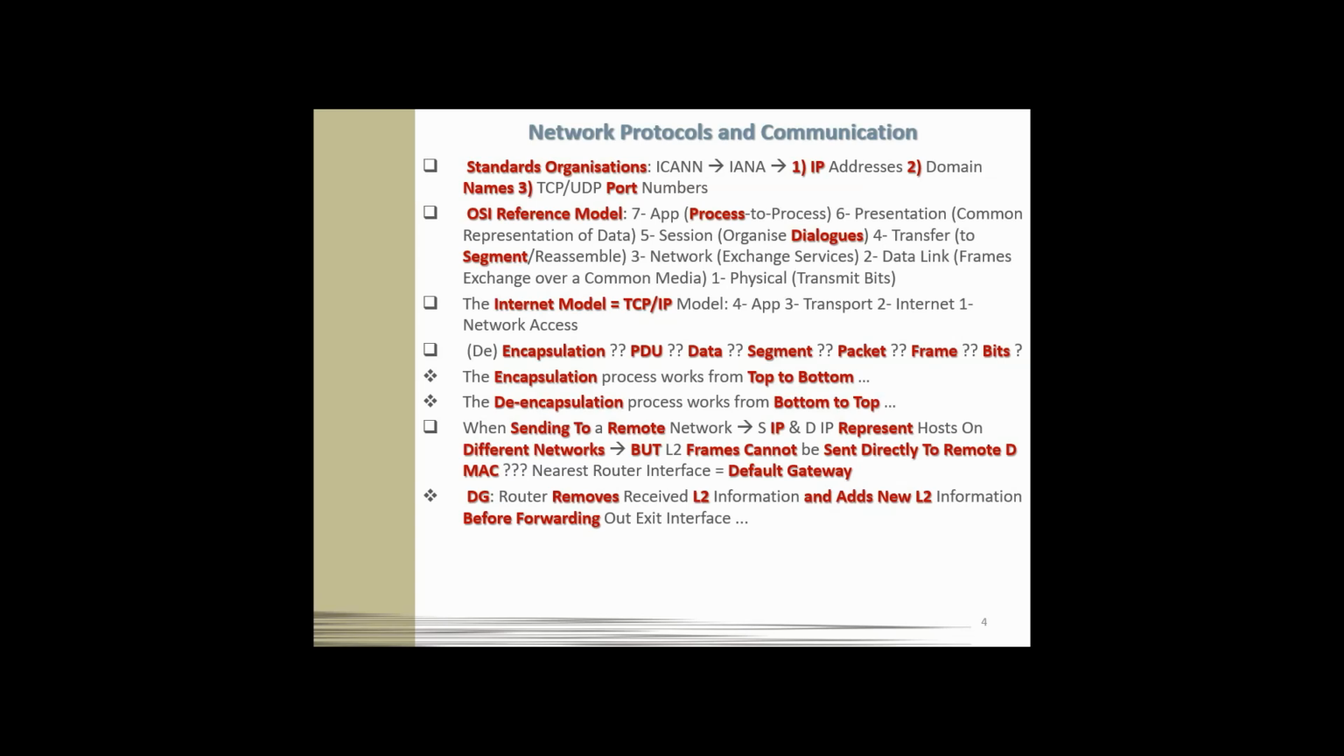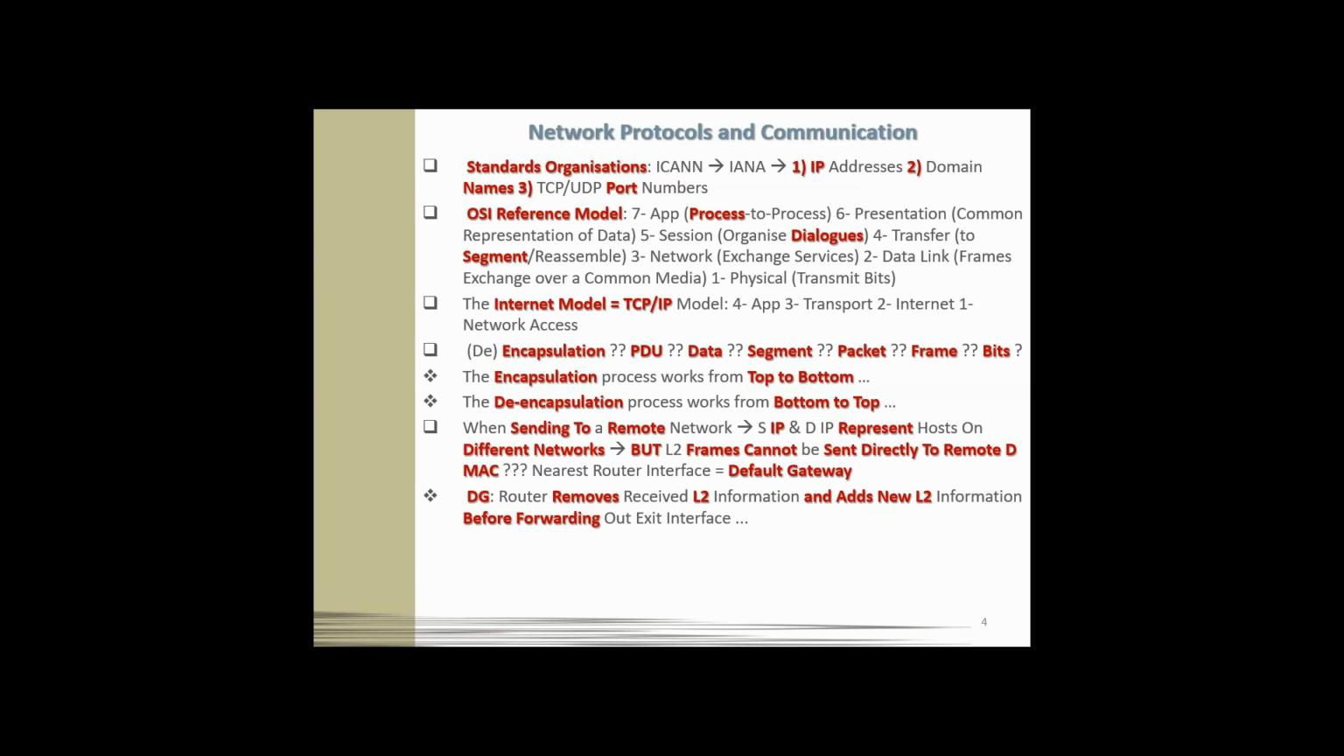It is important to know the definition of protocol data units, PDU. The form that the data takes at each layer is known as PDU. By now you should know about data, which is the PDU for the application layer. You should know about segment, which is the PDU for the transport layer. Packet is the name that we use with the network layer, so packet is the PDU with the network layer. Frame is the data link layer PDU. And bits are the physical layer PDU.